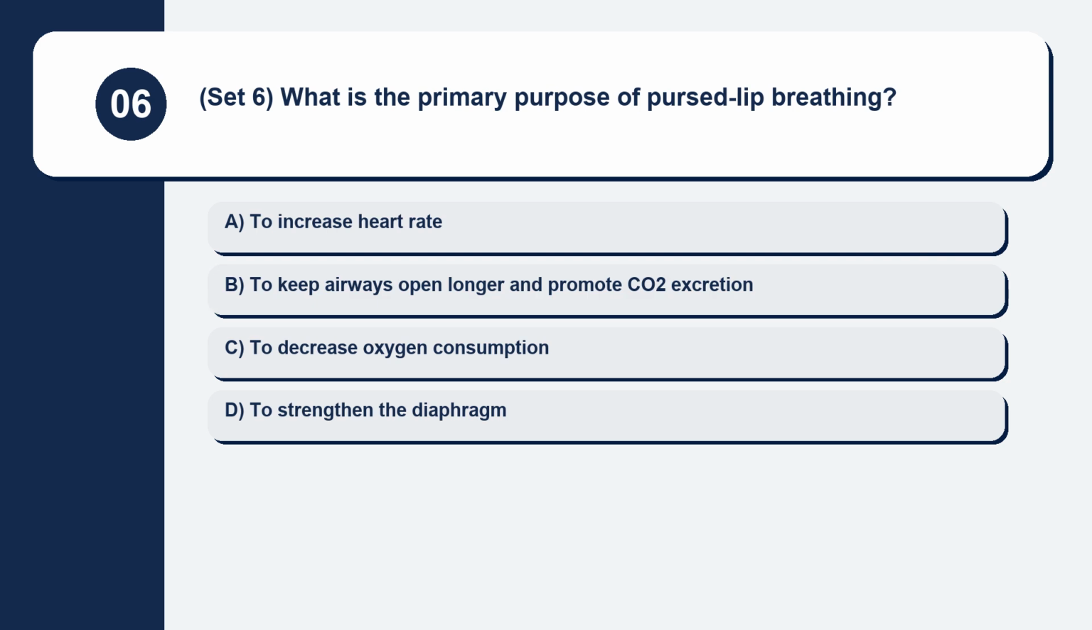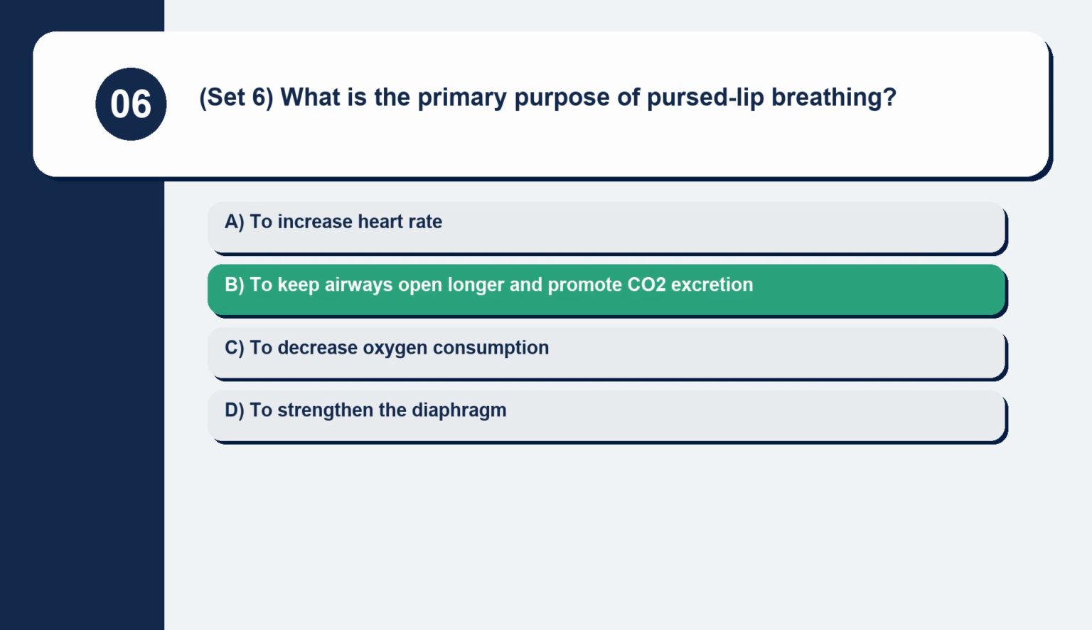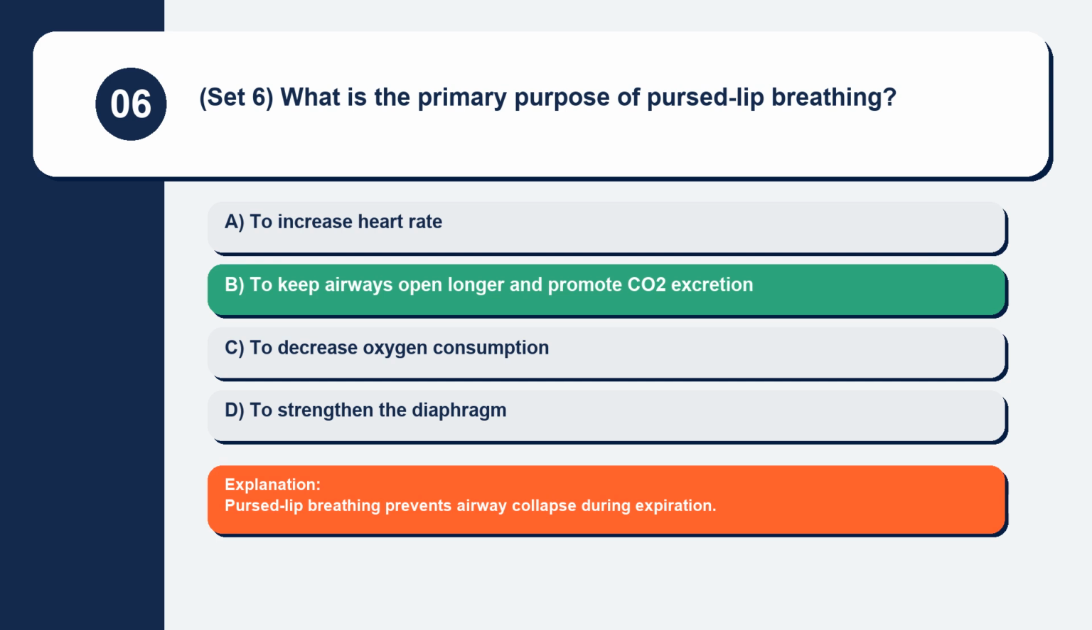Question 6. Set 6. What is the primary purpose of pursed lip breathing? To increase heart rate, to keep airways open longer and promote CO2 excretion, to decrease oxygen consumption, to strengthen the diaphragm. Pursed lip breathing prevents airway collapse during expiration.